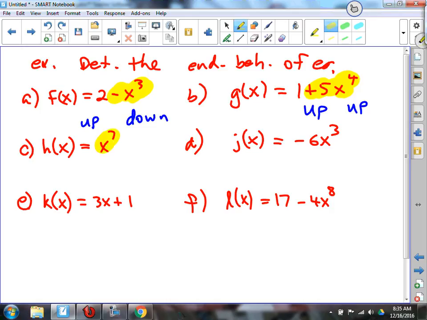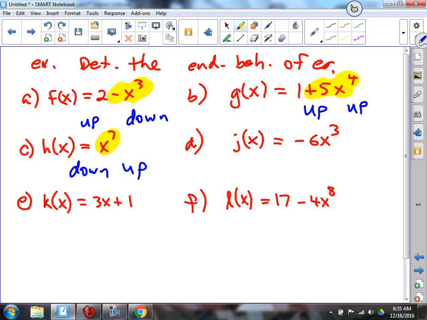Let's look at number C. There's only one term to look at. What's happening on the right? On the right, the graph's heading up because the leading coefficient's positive. What's going to happen on the left? The graph's going down. So where do I write down? Can I write down over here? No, I got to write the down over here. Does that make sense?